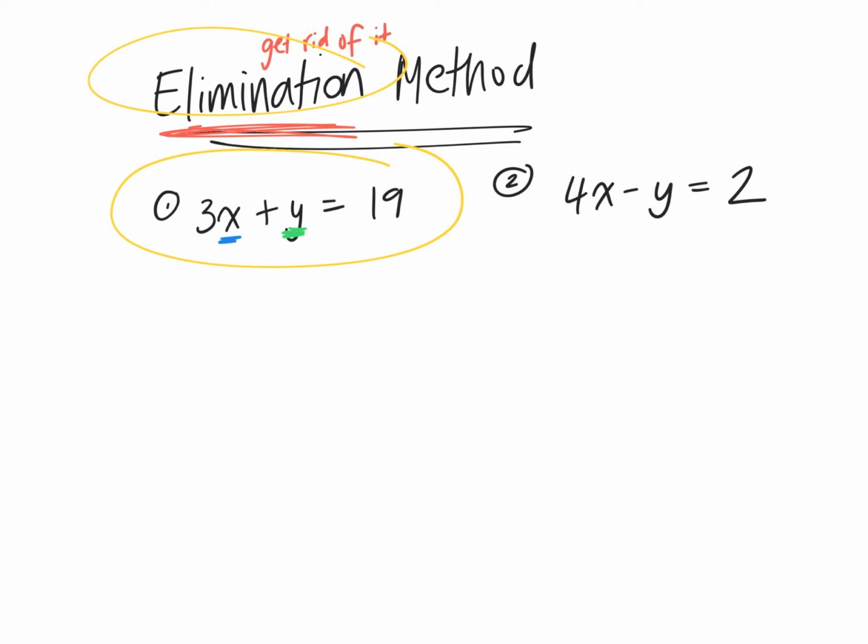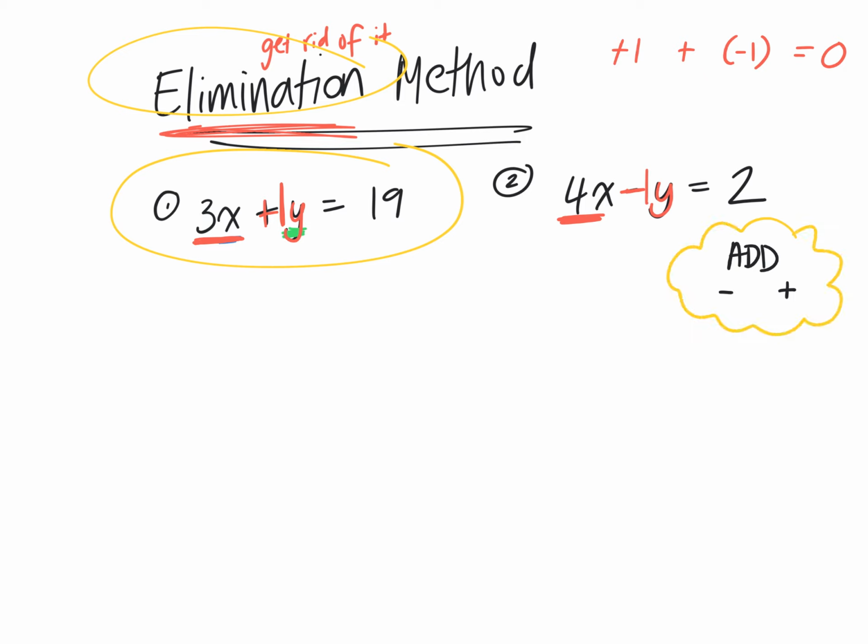I have a 3x and a 4x. If I add or subtract those together, does that make 0? I have a positive 1y and I have a negative 1y. If I add those together, do I get 0? What's positive 1 plus negative 1? Does it give me 0? Yes. So what we're going to do is add these two equations together. Okay? So if you have a negative variable and a positive, we're going to add them. I want you to copy this down.